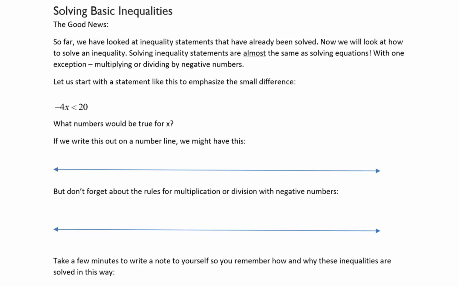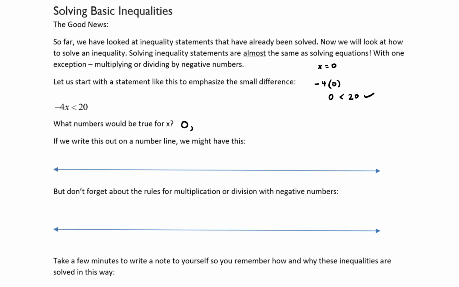So I'm just going to try something like letting x equal 0. If that were the case, I would have negative 4 times 0. And if I were to simplify that, negative 4 times 0 is equal to 0, which is less than 20. So that checks out. What that means is one of the possible x values that makes this true is 0.